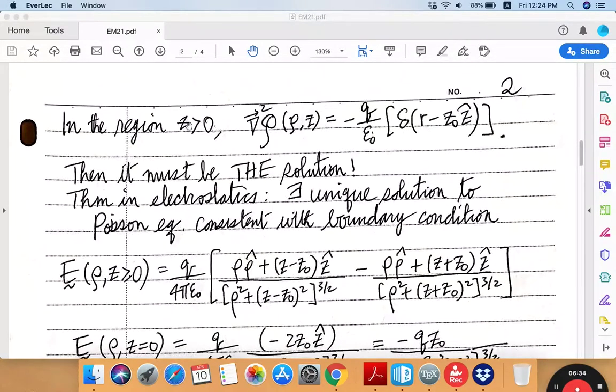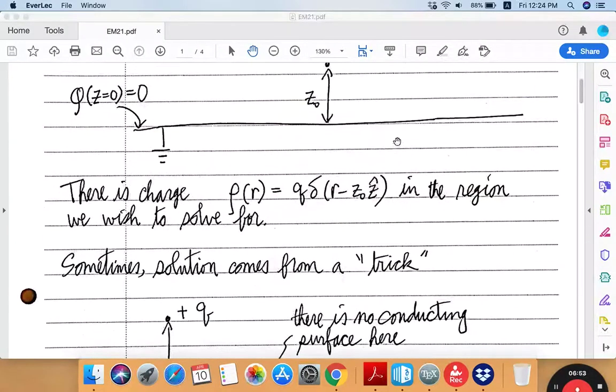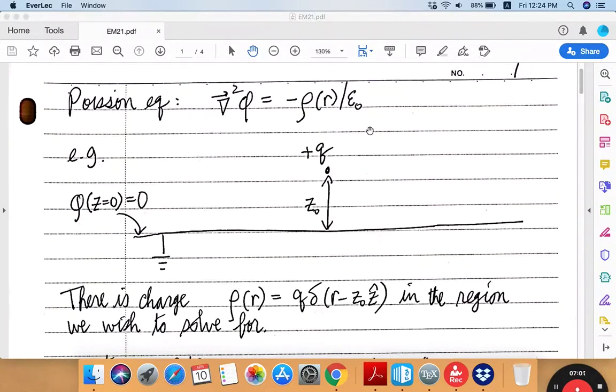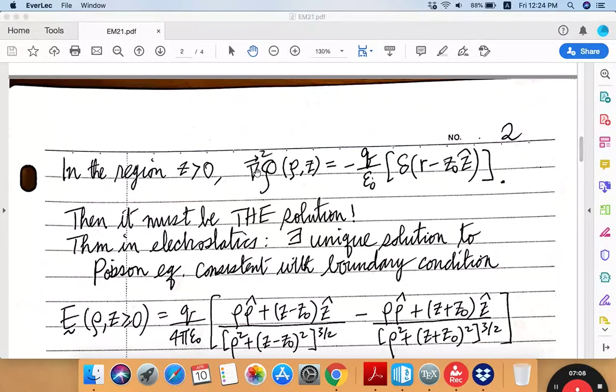So therefore, in this upper half plane or upper half space, the result of taking the Laplacian of the potential function is exactly that. But this is nothing but what we had in this original problem. Just insert this charge density function back into the Poisson equation. And what we get is exactly this.